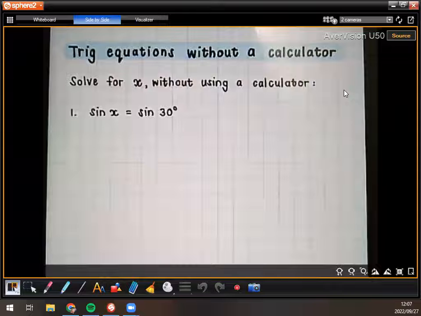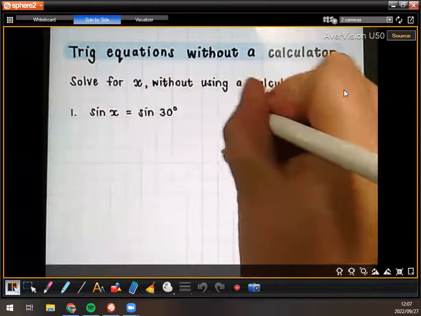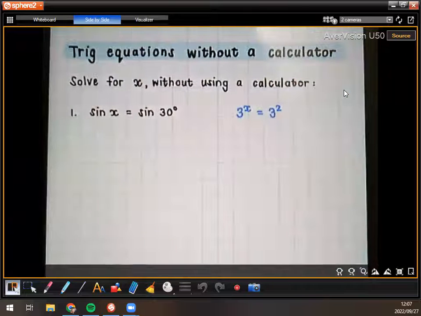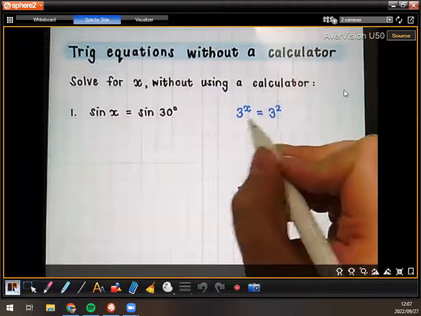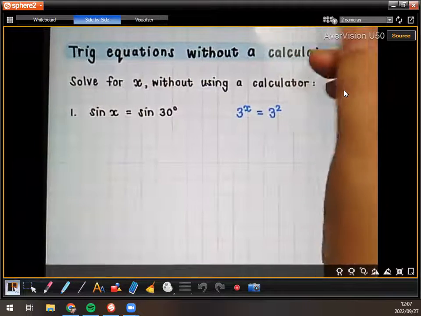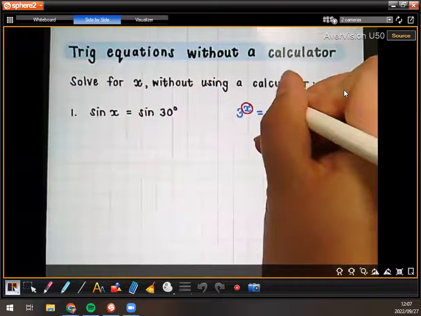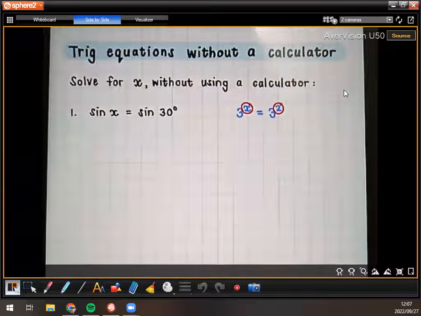I know this is a completely different topic, but we're going to use kind of the same method. Do you remember when we did exponential equations? And you had something like 3 to the power of x is 3 to the power of 2. Then we say that because the bases are the same, we can assume that the exponent will have to be the same as well.